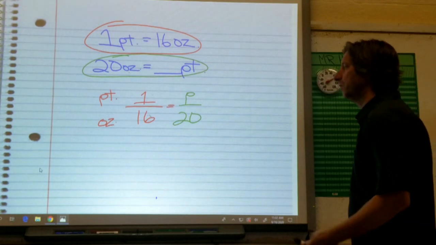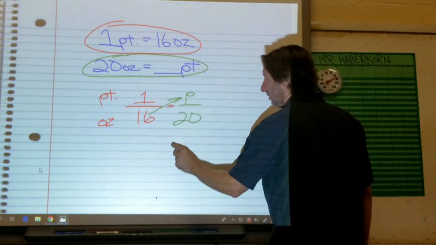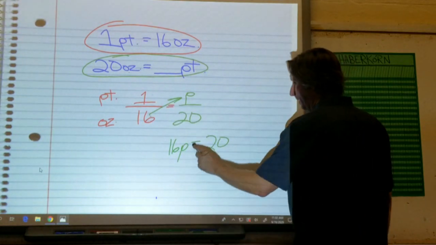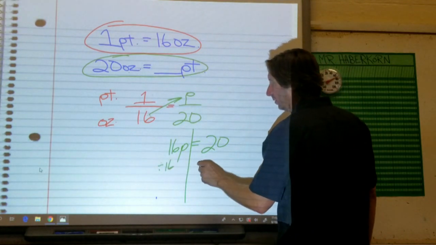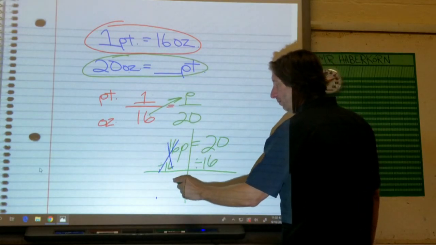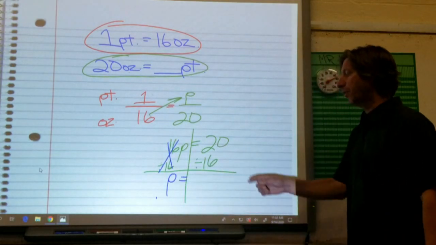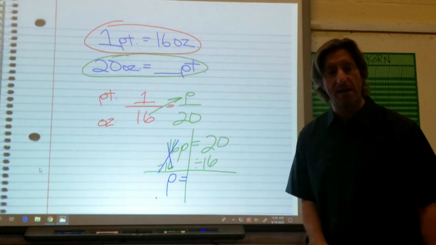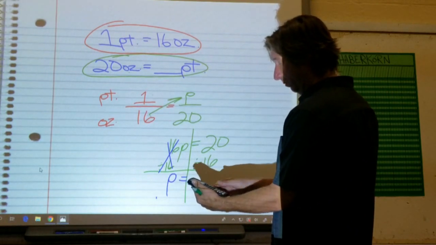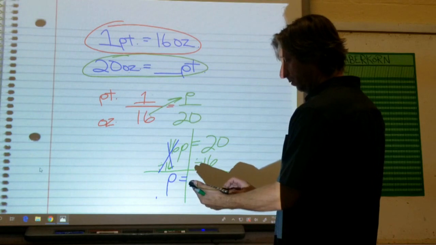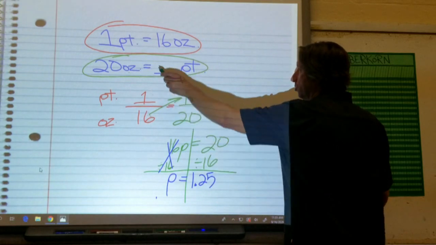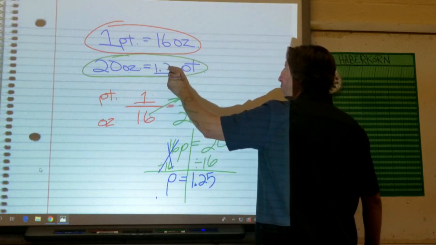All right? 16 times P, 16P. 20 times 1 is 20. Got to divide. Divide by 16. Divide by 16. And I need you to be careful here. Those cancel out. Make sure you type the top number in your calculator first. So 20 divided by 16. Grab my handy dandy calculator. I got 1.25. So 20 ounces is 1.25 pints.